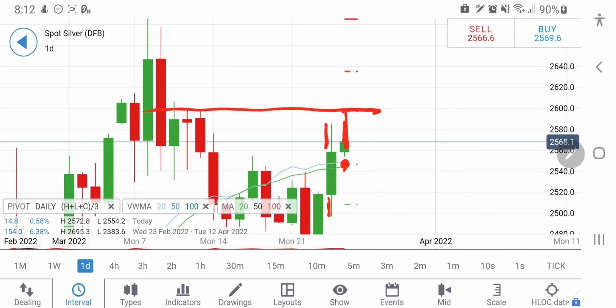So possibly yes, till the time it remains above 2560, you can expect it to rise, and you can expect that it might hit the 2585 and 2600 zone, and from there try to retrace back a bit. So trade accordingly. This is all for silver.